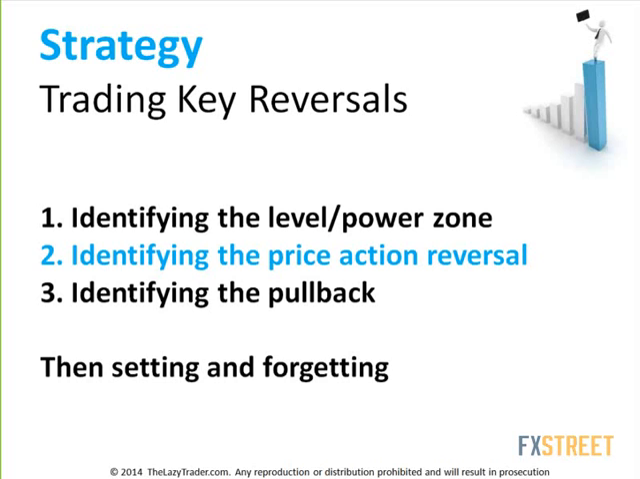Identify, after we've been triggered into the trade, a price action based reversal. Typically these are bearish or bullish pin bar reversals, depending on whether you're long or short. And then we need to wait. This might not happen for a Fibonacci retracement of the 0.618.